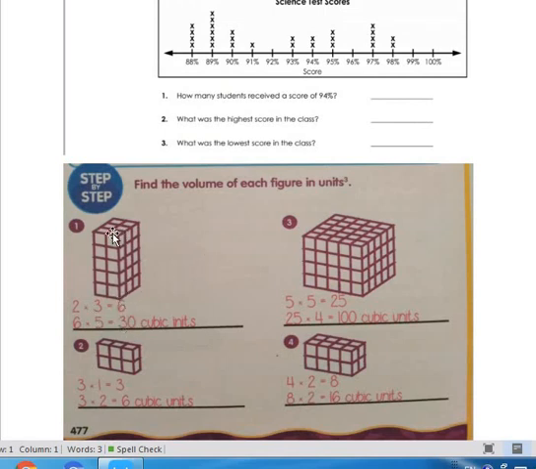How many layers do I have here? 1, 2, 3, 4, 5. So the volume is 6 times the number of layers, 5, which will give me 30 cubic units.